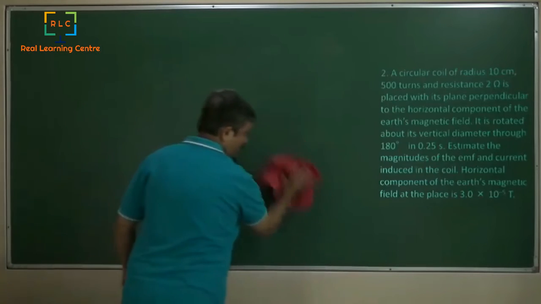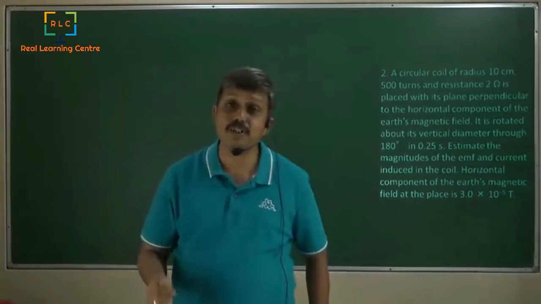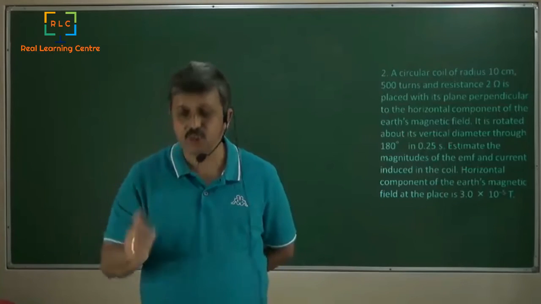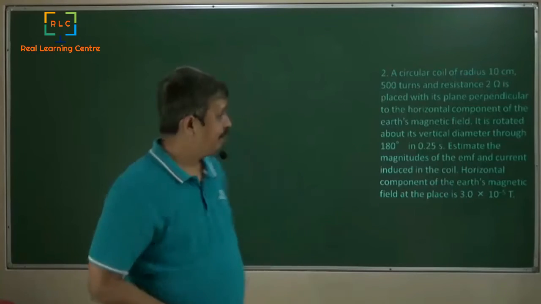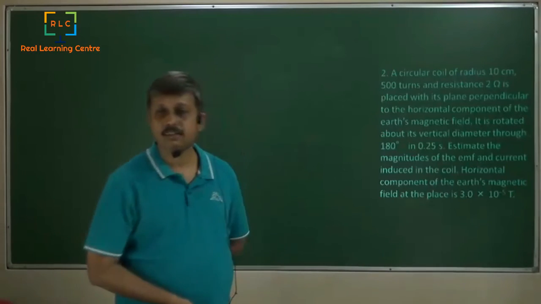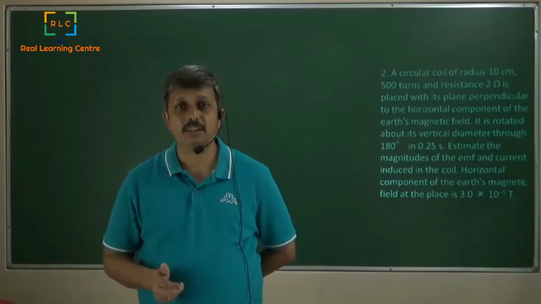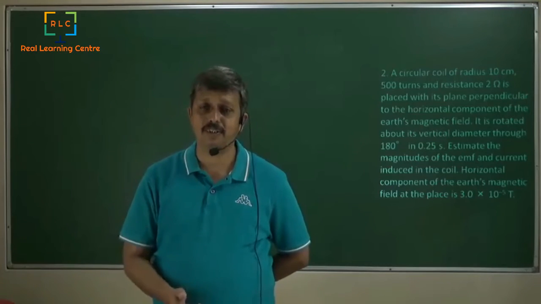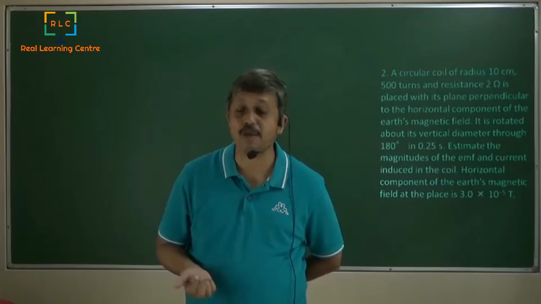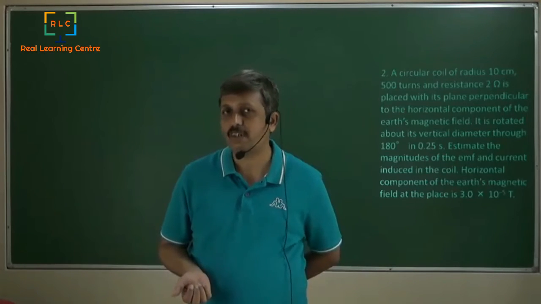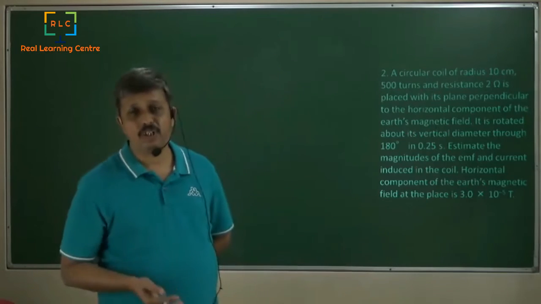So Earth's magnetic field is there. It is not even put in any magnet, it is just rotated here in the room without a magnet. Just take a 500 turns coil with 2 ohm resistance and rotate it. When you rotate it, because there is Earth's magnetic field, it produces a little bit of small EMF. How much is that? That is what we are asked to find out, and you are asked to estimate this rather than accurately calculate it.